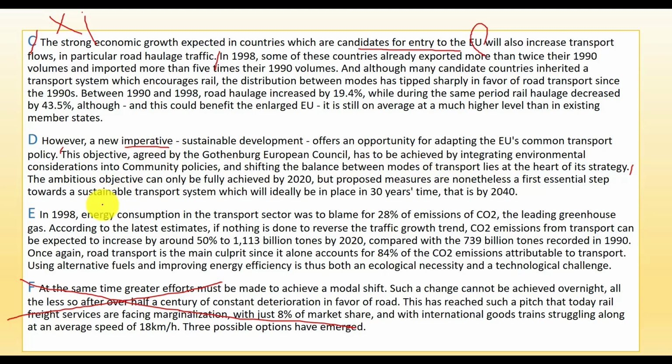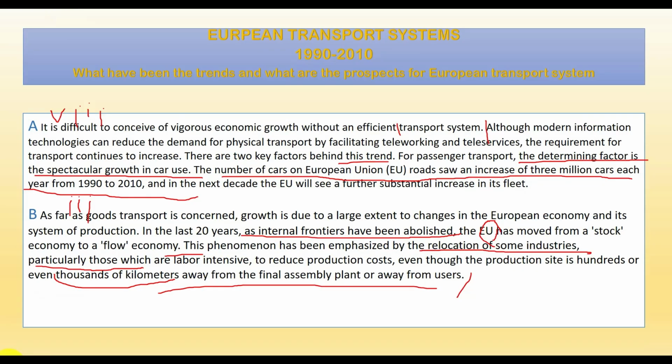Now let's continue. The ambitious objective can only be fully achieved by 2020. This is an ambitious objective and imperative that can be achieved by 2020, but proposed measures are nonetheless a first essential step towards a sustainable transport system which will ideally be in place in 30 years' time. It is by 2040. Let's go back to our options.